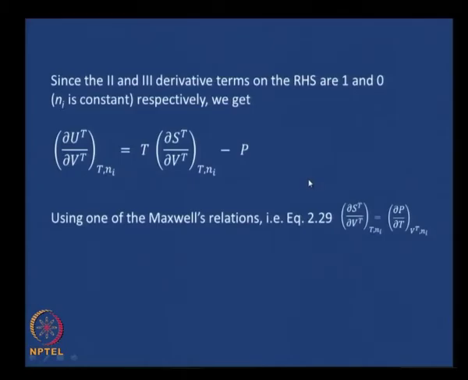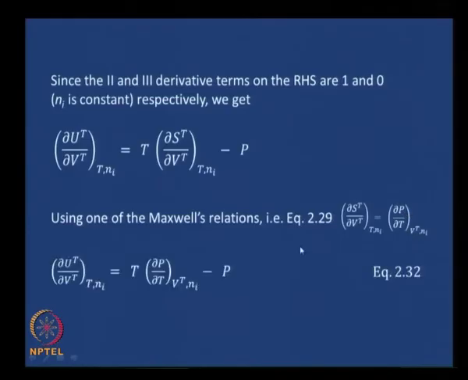Now, if we use one of the Maxwell's relations, which is equation 229 here, ∂St/∂Vt, now this is a little difficult to measure, so let us try to write this in terms of easily measurable quantities. ∂St/∂Vt at constant T, Ni equals ∂P/∂T at constant Vt, Ni. In this case P, T are all easily measurable.